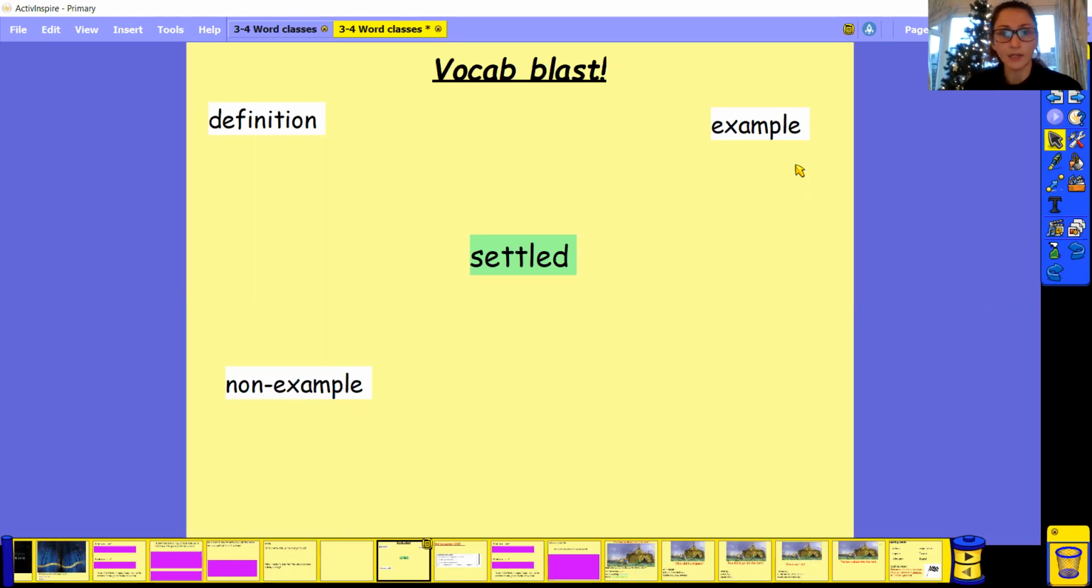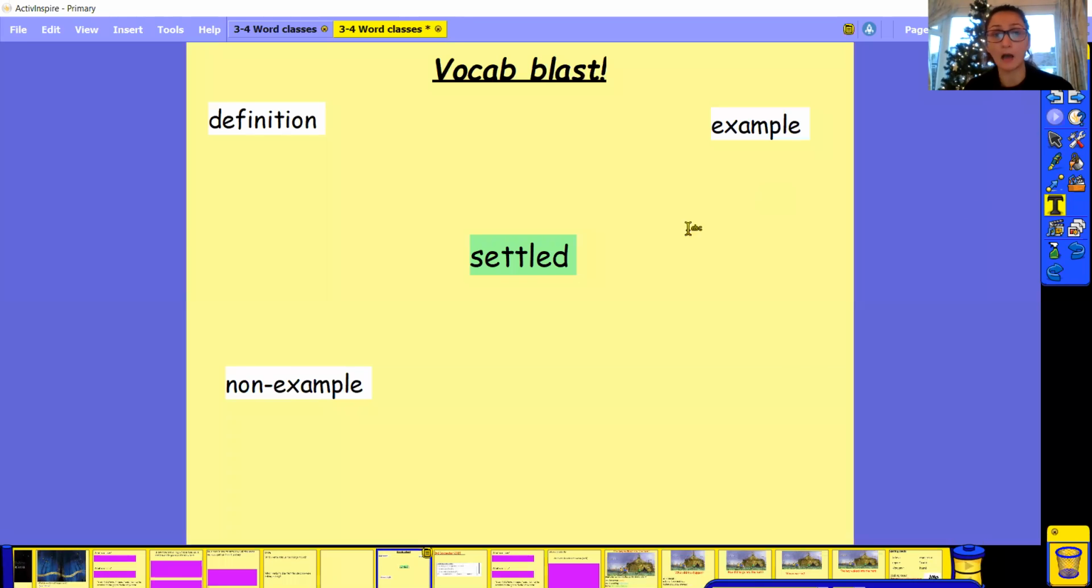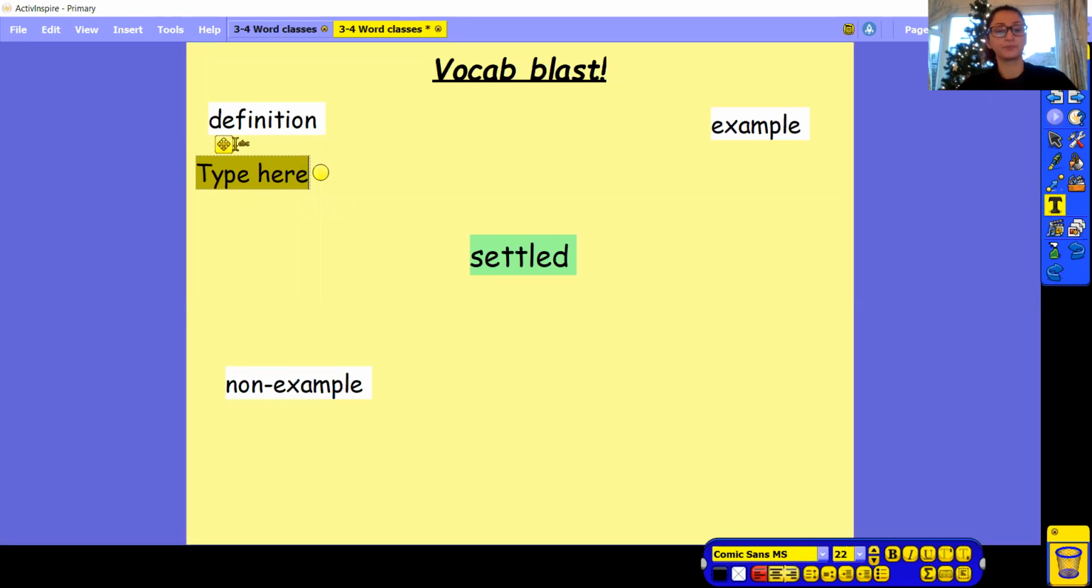So we're going to do a bit of literacy at the moment, and we're starting off with a vocab blast. So we've got our word in the middle, which is settled. Can you say the word settled? Your turn. Brilliant. So the word settled basically means to calm down, to sit down and be calm.